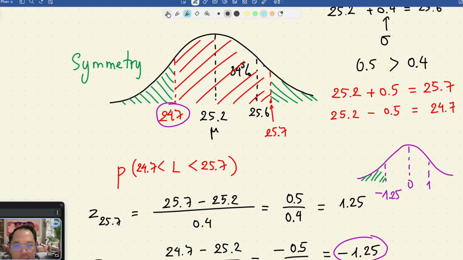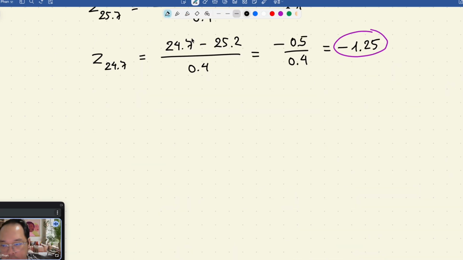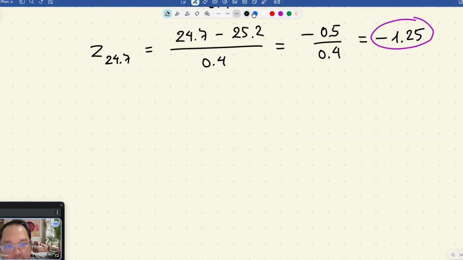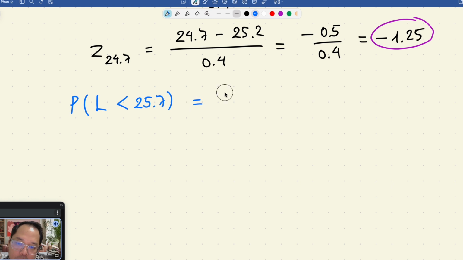Let me denote that with a different color. I will use the z-score here, 1.25, which is here. Again, I will calculate this whole area, so that I take 100% and subtract that whole area, I will get the green area here on the right. I'm calculating the area on the left, which is the probability that the length of the rod is smaller than 25.7, the same as the probability that the z-score is smaller than 1.25.